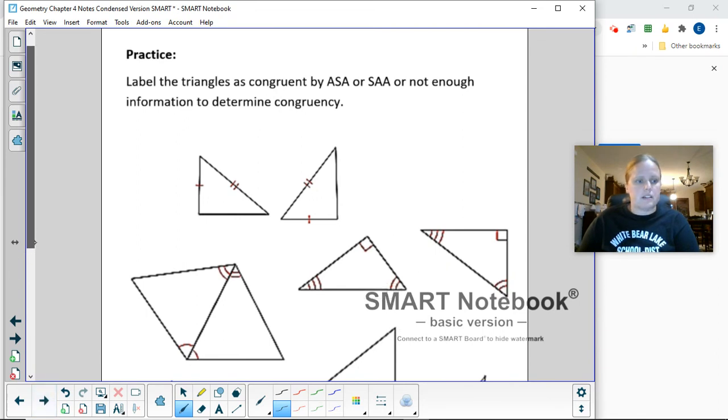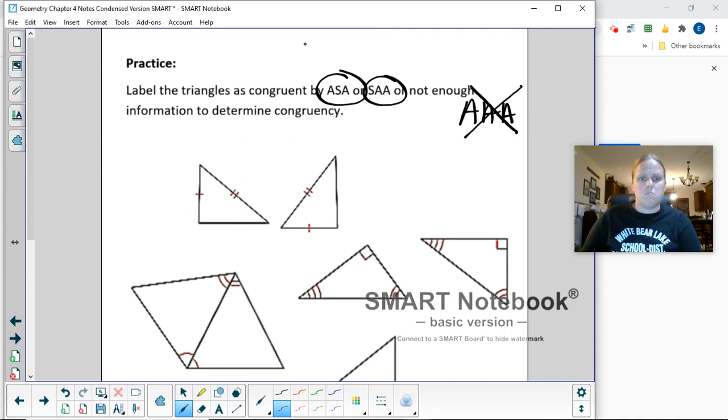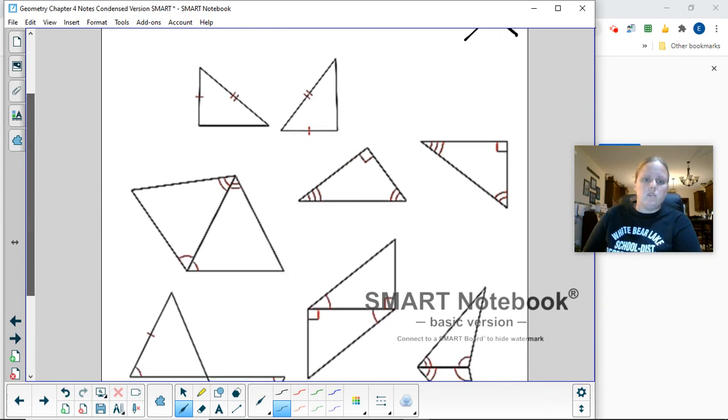All right, let's practice. What we're going to do is figure out, is this ASA, SAA, or maybe it's angle, angle, angle, which was not good? Or maybe we would have side, side, side, side, angle, side, or that heaven forbid one, side, side, angle, or angle, side, side. So let's do some highlighting to figure out what we have.